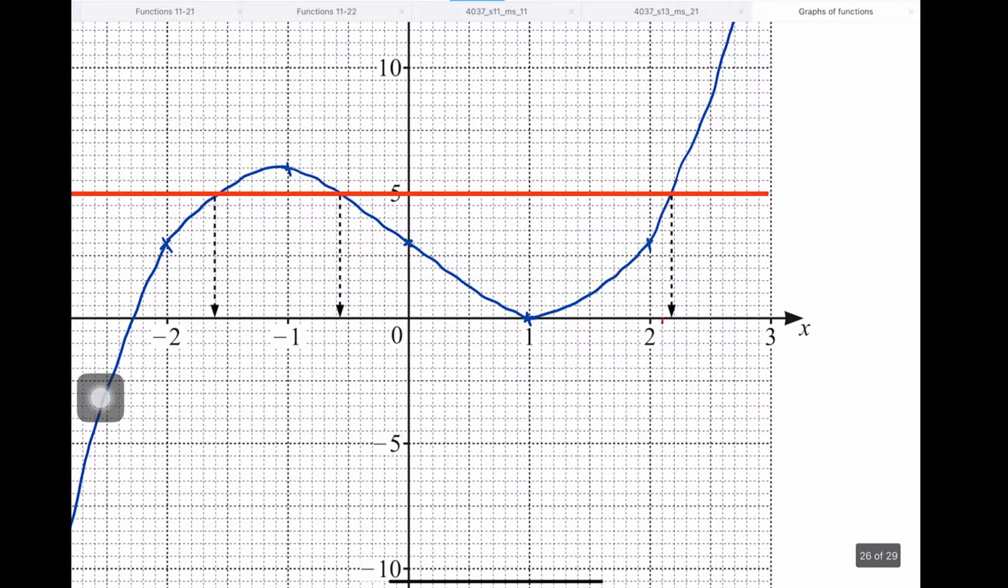So here's 2.1, here's 2.2. This is somewhere in between 2.1 and 2.2, so I'm going to go with 2.15. Then let's look at this value. Here we have minus 0.5 and then minus 0.6. This is going to be minus 0.55. Here, this is going to be minus 1.5 and minus 1.6. So there you go. We now have 3 solutions.